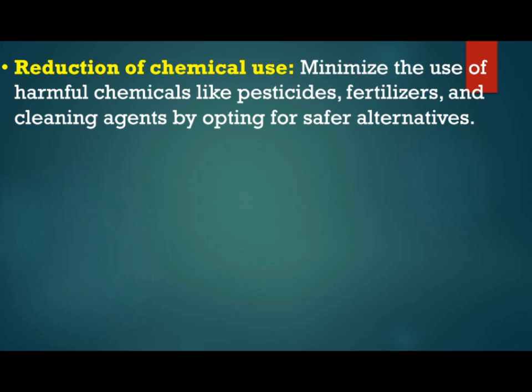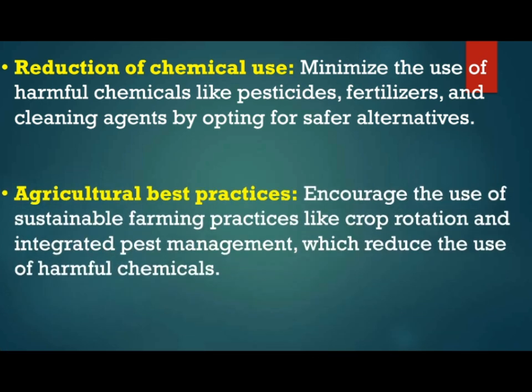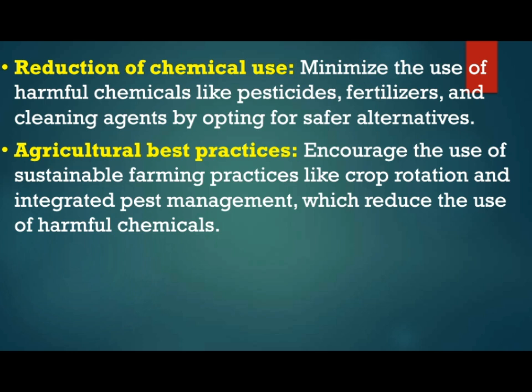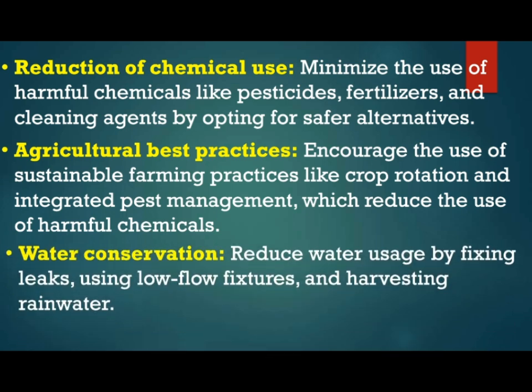Next we will see another prevention of water pollution, that is agricultural best practices. Encourage the use of sustainable farming practices like crop rotation and integrated pest management, which reduce the use of harmful chemicals. These best practices of agriculture, like crop rotation, reduce the use of harmful pesticides and fertilizers and can also reduce water pollution.